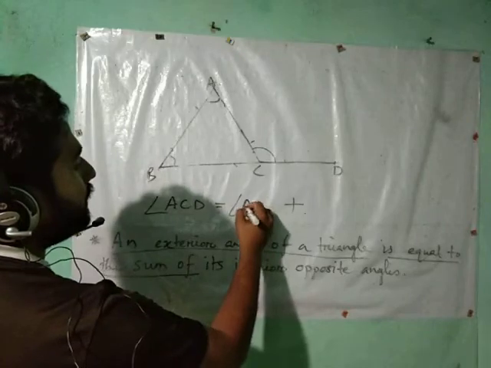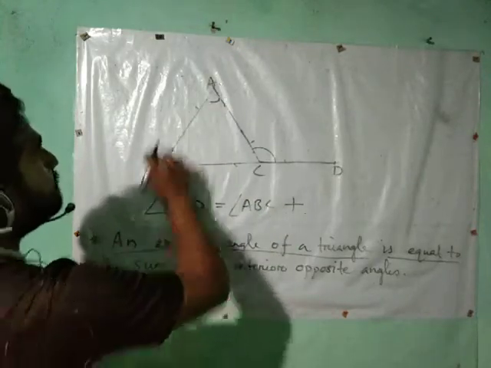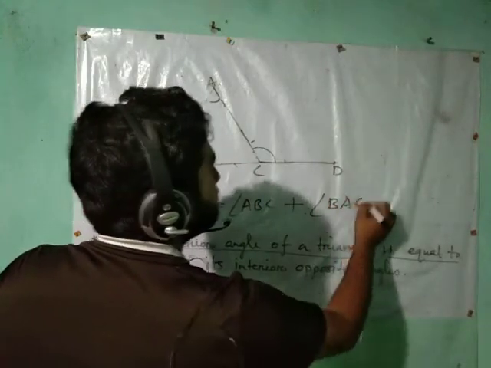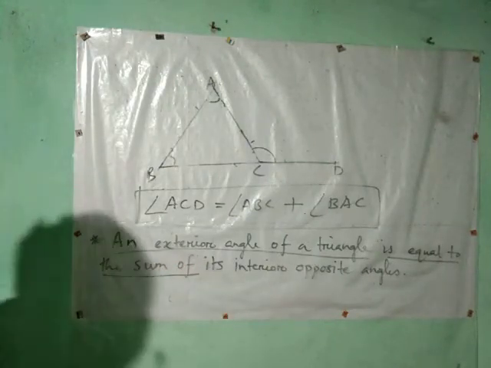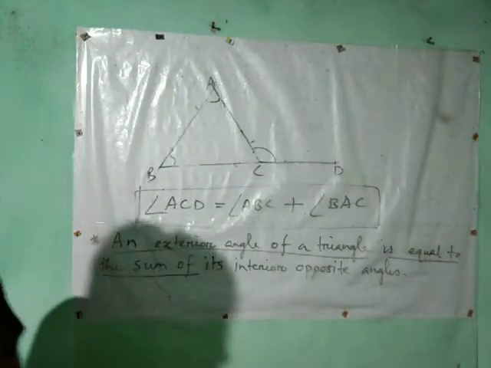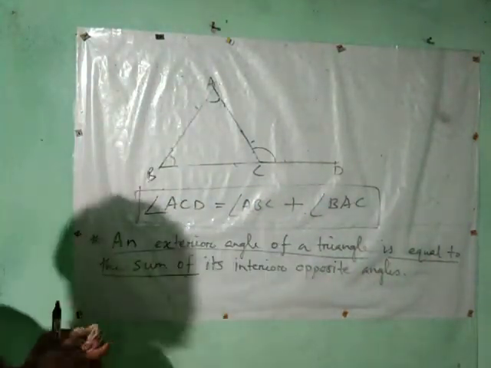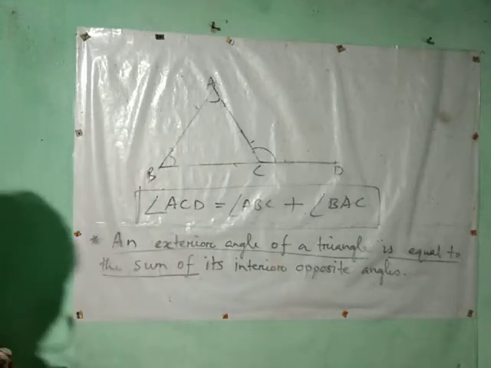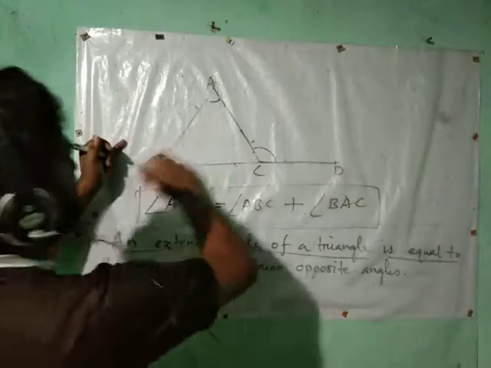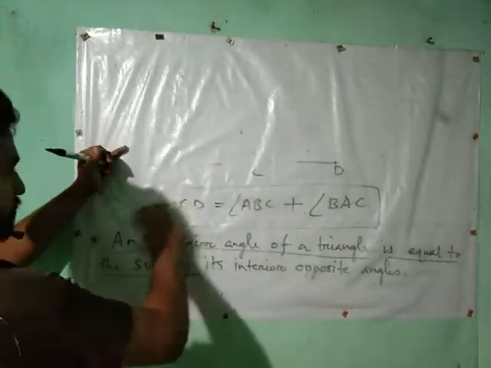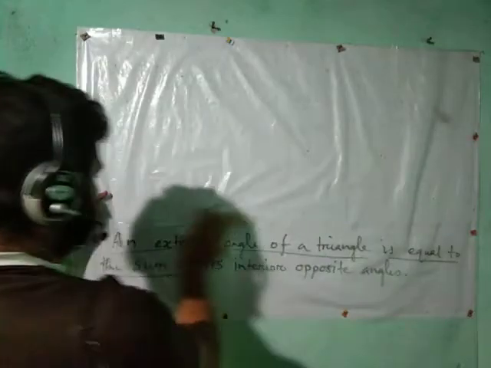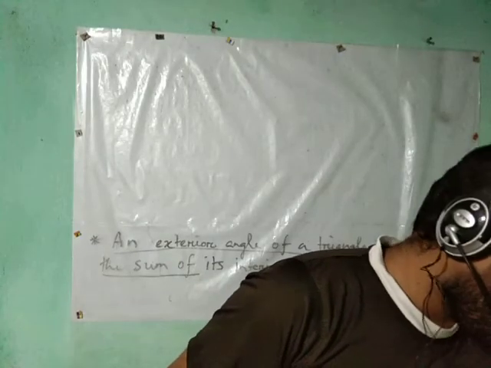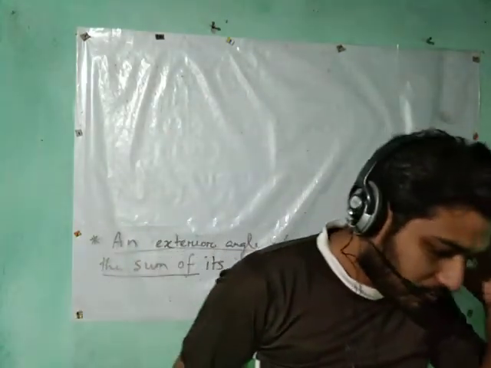That means angle ABC, this one, plus angle BAC. So this is the important formula or property that we need to know to find the values of the questions or sums given in the chapter, exercise 6.5. So copy this, let me remove. Okay, now get into exercise 6.2, sorry, 6.2.